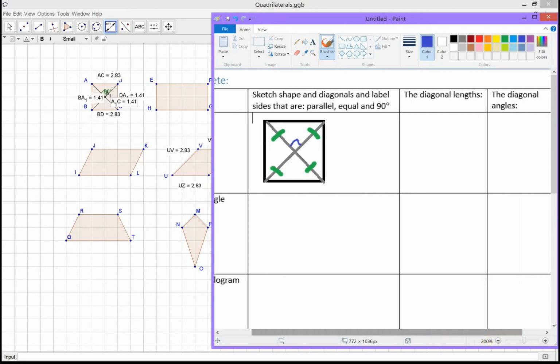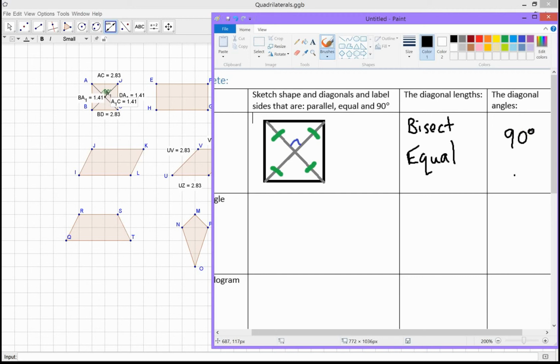So what can we say about the diagonal lengths? We can say that they bisect each other. And we can also say that the diagonals are equal. Okay, the diagonal angles, well, it's always a 90-degree angle.